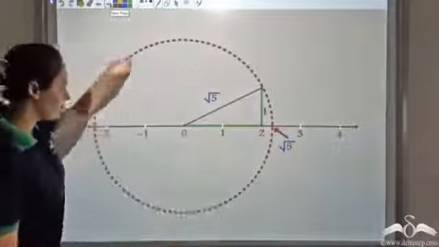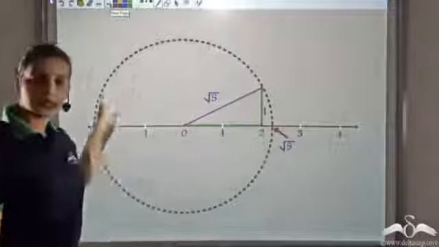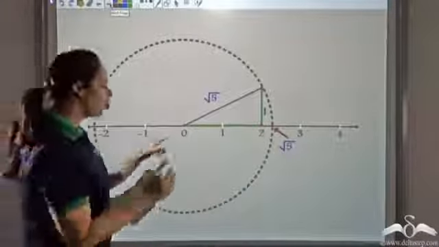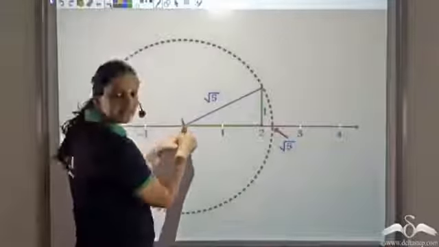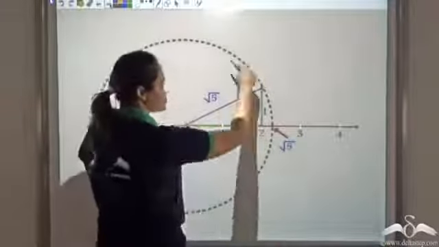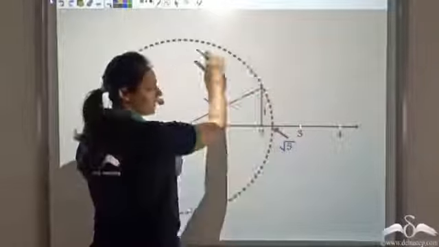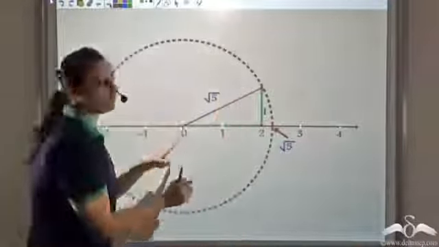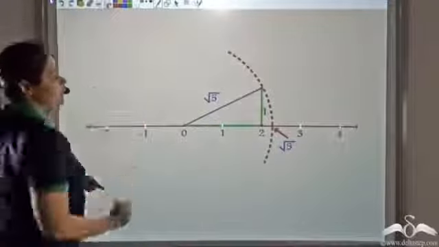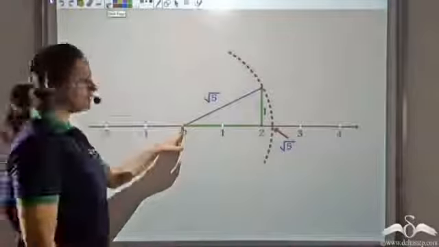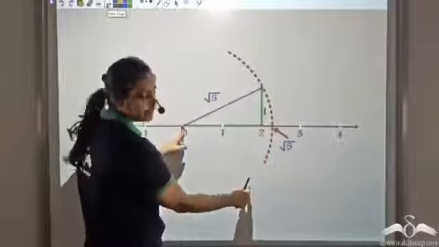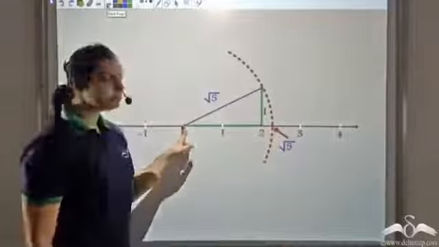Now you can see that drawing this circle takes a whole lot of space. So instead of drawing this circle every time, all you can do is, with this as center and this as radius, just draw a part of this circle, an arc, which cuts the number line at a point. So instead of drawing the whole circle, I draw a small arc that cuts the number line.